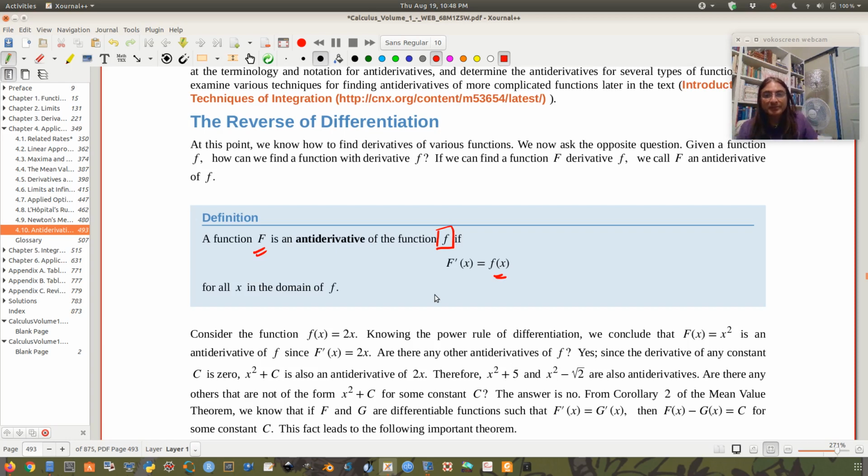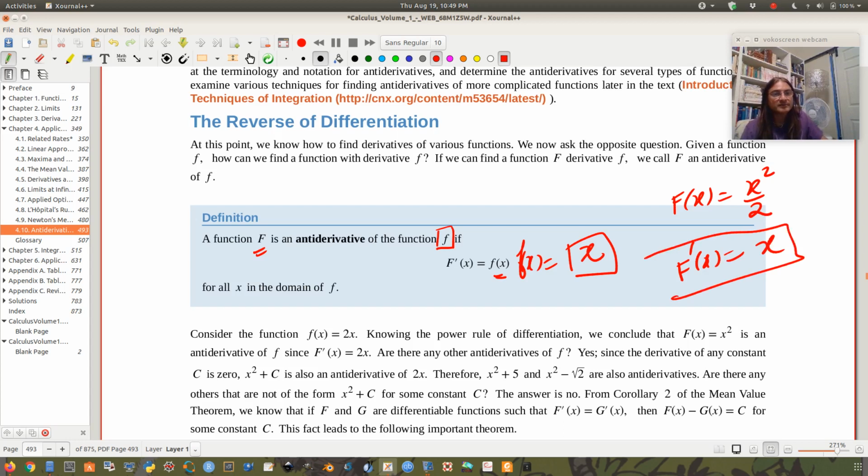Okay, so for example, if you have the function f of x equals x, what is the antiderivative of this? Let's look at the function F of x equals x squared over 2. Now take the derivative, F prime of x. What is it? Oh, it is x, which is equal to f of x. So the antiderivative of f of x is x squared over 2.